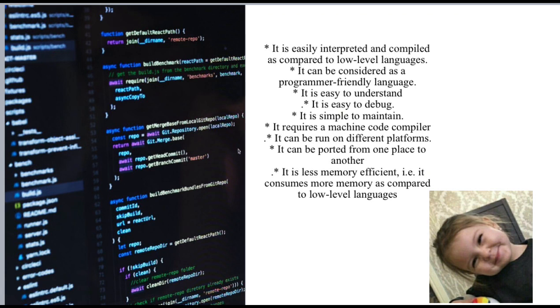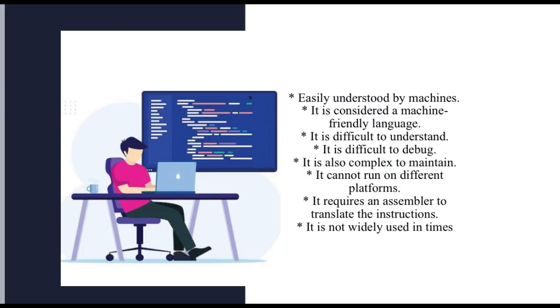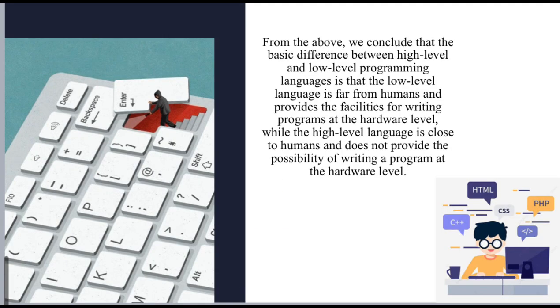Note that low-level language is also known as machine-level language. Low-level is the opposite of high-level. It is easily understood by machines. It is considered a machine-friendly language. It is difficult to understand. It is difficult to debug. It is also complex to manage. It cannot run on different platforms. It requires an assembler to translate the instructions. It is not widely used these days.